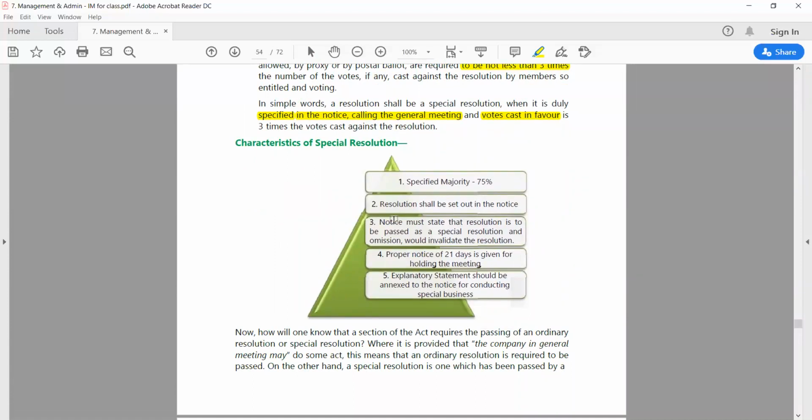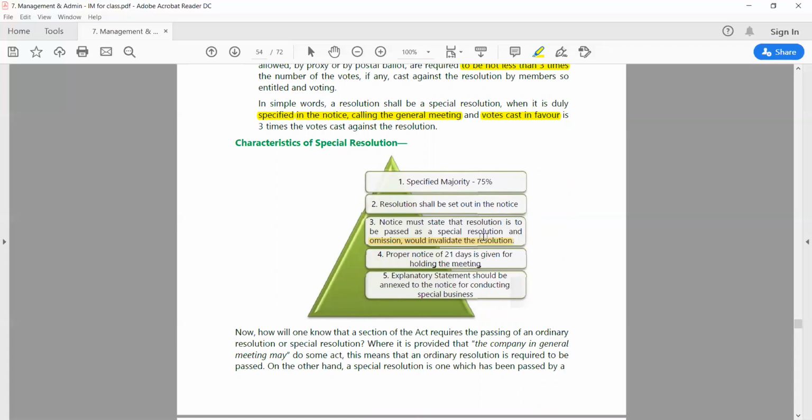Point number 2, what type of resolution you are going to pass and for what matters should be set out in the notice. Point number 3, the notice must state that the resolution is to be passed as a special resolution, and omission would invalidate the resolution, because 75% is required. So we need to be very careful. Normally in company law, they will say pass a special resolution at the general meeting, we will allow. It is not going to be an easy thing, because it should be a 75% majority that you should concentrate on.